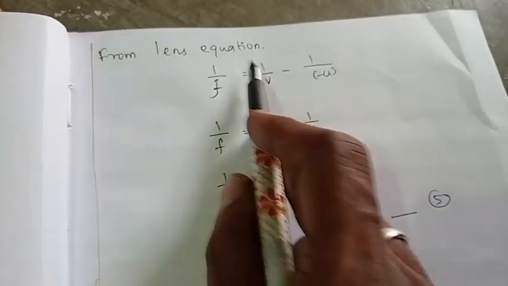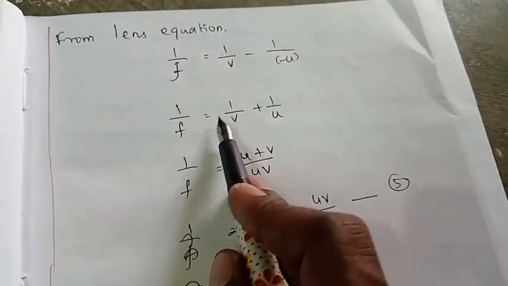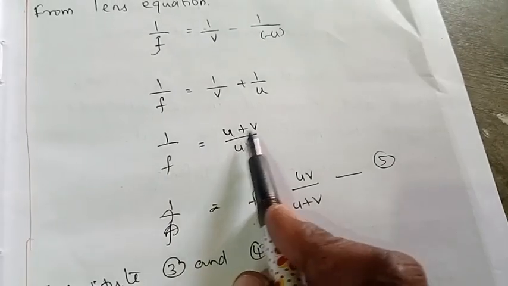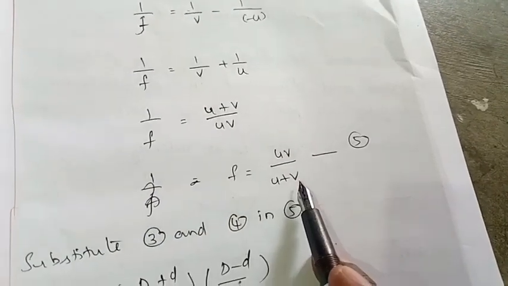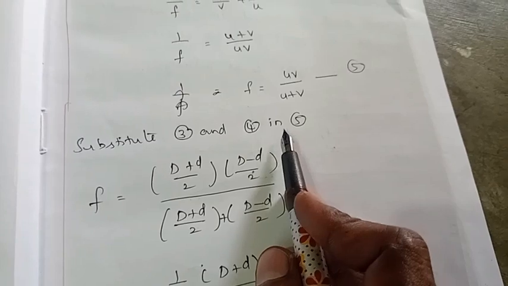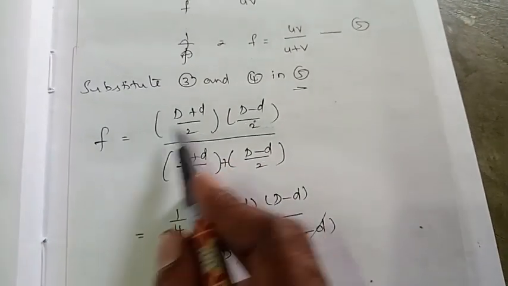So from the lens equation, 1 by f is equal to 1 by v minus 1 by minus u. So 1 by f is equal to 1 by v plus 1 by u. That means taking LCM, u plus v divided by uv. F is equal to uv divided by u plus v, equation number 5. Substitute equations 3 and 4 in 5. So u and v values we have to substitute.